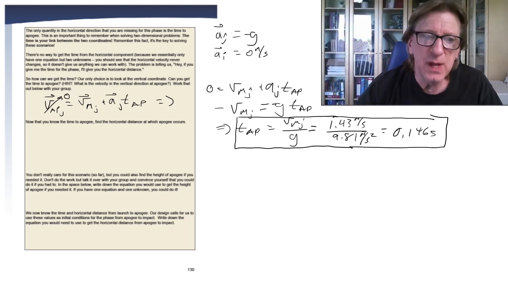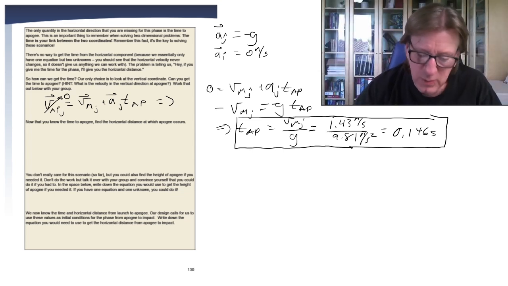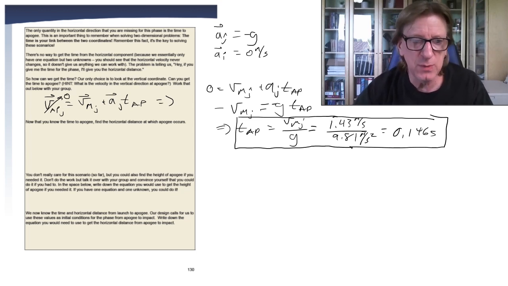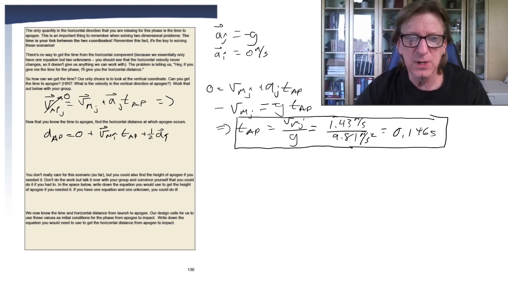Okay, so now we've got the time. And so the next thing we wanted to know was the horizontal distance to apogee. If you remember the equation that we have for that, and you can look on the previous page, that was going to be distance to apogee, in the horizontal direction. We started from 0 plus my initial velocity in the horizontal direction times the time to apogee plus 1/2 my acceleration in the horizontal direction times time to apogee squared. And this one, remember, is 0 because there is no horizontal acceleration. All right, that one's going to be pretty easy too, so let's go ahead and solve that.